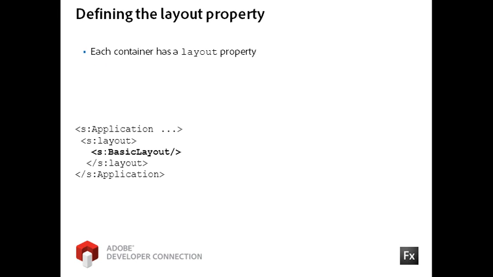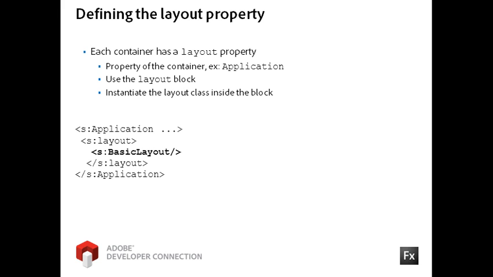You will learn more about containers in a bit, but for now, know that each container has a layout property. The layout property, as shown in this code, is usually added as a nested node in the container. You can tell that it is a property, not a class, because the word layout is not capitalized. Inside the layout property tag block, you add an instance of one of the layout classes, like the basic layout class in this case.